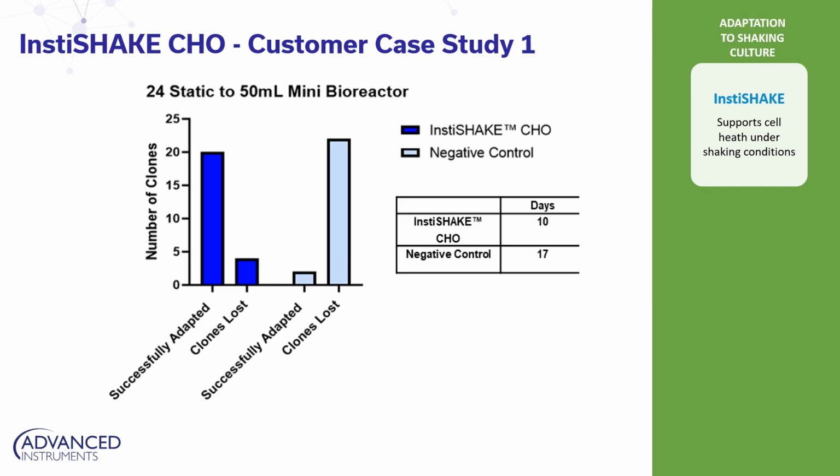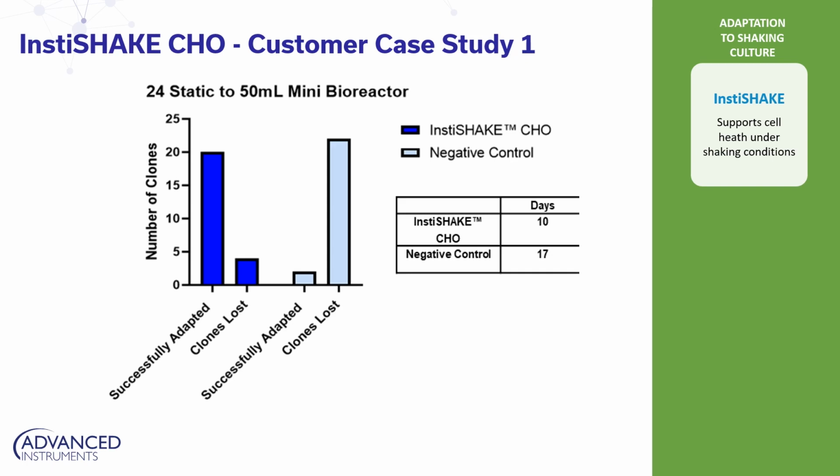In our first customer case study, 24 clones were transitioned from 24-well static culture to 50 ml mini bioreactors with InstaShake CHO. A second panel of 24 clones were transitioned side by side without the presence of InstaShake CHO for reference. As you can see, the customer's clones really benefited from the support of InstaShake CHO reagent. 20 out of the 24 clones transitioned successfully to shaking culture in the presence of InstaShake, compared to only 2 from the control group.